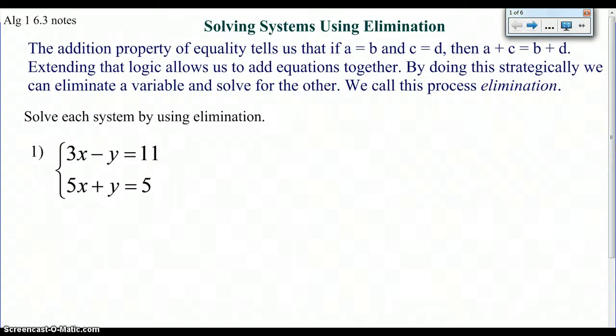We've talked about two ways previously to solve systems. First, we looked at graphing. Next, we looked at substitution. Today we're going to look at a third option we call elimination.